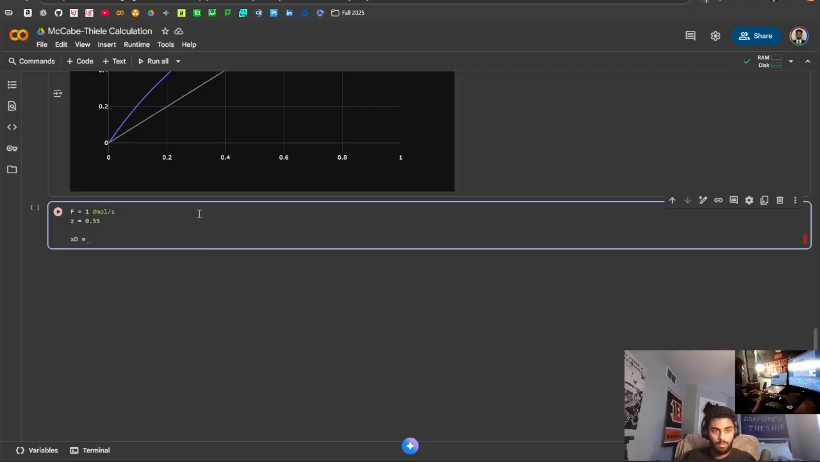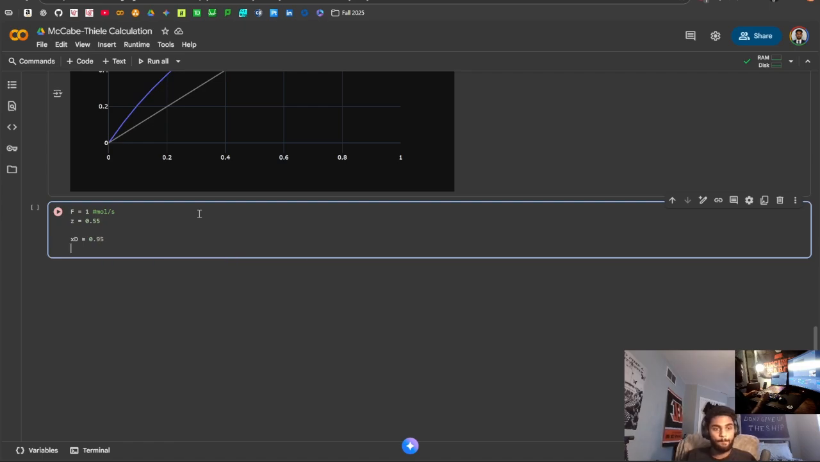distillate composition. So maybe 0.95, something like that. These are all just kind of theoretical values. You could always mess around with these a little bit to get better results. And then the last thing I'm going to put is our recovery in our distillate. So we'll say that's like a 90% recovery.